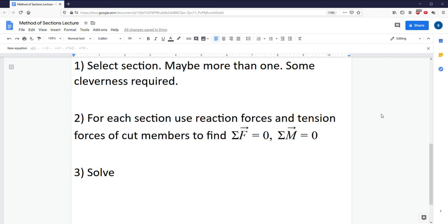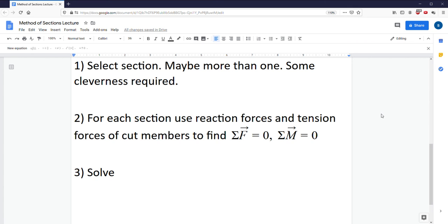We also sometimes will need to use multiple sections, to make multiple slices and do the method of sections multiple times. This does, of course, eliminate some of the advantages of using the method of sections, but still, for a rather complicated truss, this can still be an advantage.